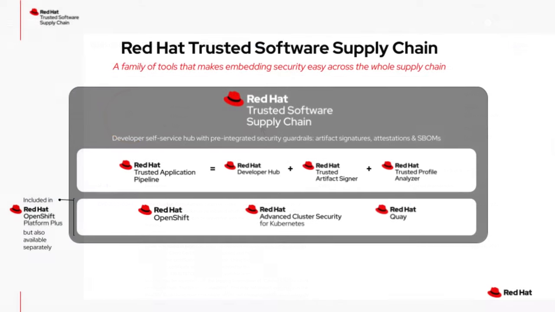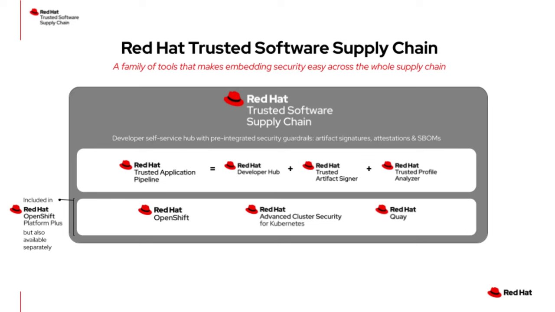In this video, we have seen what a secure software supply chain is and how Red Hat Trusted Software Supply Chain implements it. For ease of consumption, Red Hat Developer Hub, Red Hat Trusted Artifact Signer, and Red Hat Trusted Profile Analyzer can be subscribed and installed as a single product named Red Hat Trusted Application Pipeline containing these. However, these products can also be subscribed and installed individually.